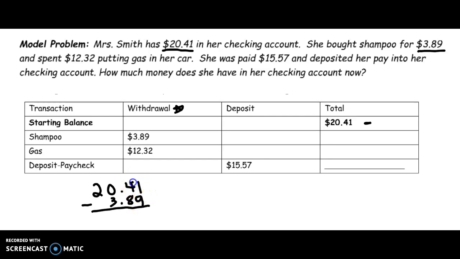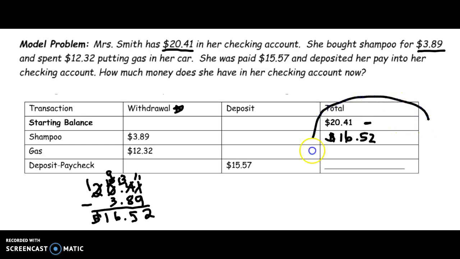So 1 minus 9 I can't do, so I'm going to change that to a 3, and that becomes an 11. 11 minus 9 is 2. Can't do 3 minus 8. Can't borrow from the 0, so I'm going to go over here and regroup. This becomes 1. This becomes 10, and then 9, so I can give to that, and that becomes 13. 13 minus 8 is 5, 9 minus 3 is 6, and 1 minus 0 is 1. So after buying shampoo, Mrs. Smith has $16.52.